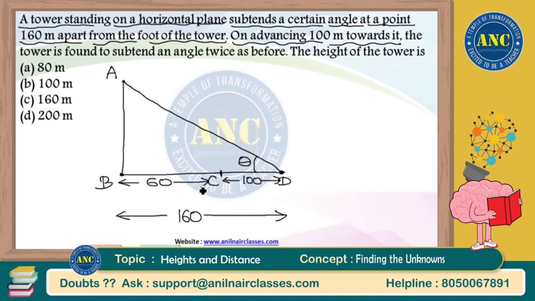Just take this as it is, right? On advancing 100 meters towards it, the tower is found to subtend an angle twice as before. Earlier it was subtending an angle of theta. Now it will subtend an angle of 2 theta, twice as before. This angle is 2 theta. So what is the height of the tower? AB. AB is what they are asking you in the question.